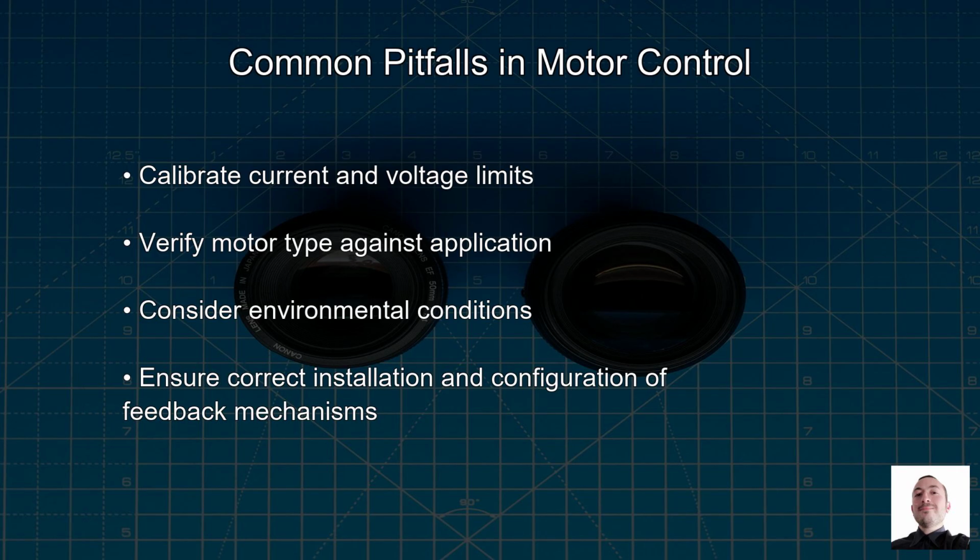Also, be mindful of the environmental conditions. Motors operating in high-temperature environments may require additional cooling solutions. Lastly, ensure that the motor's feedback mechanisms, such as encoders, are correctly installed and configured. Misaligned or improperly configured feedback can lead to erratic motor behavior. Remember, the devil is in the details when it comes to motor control.